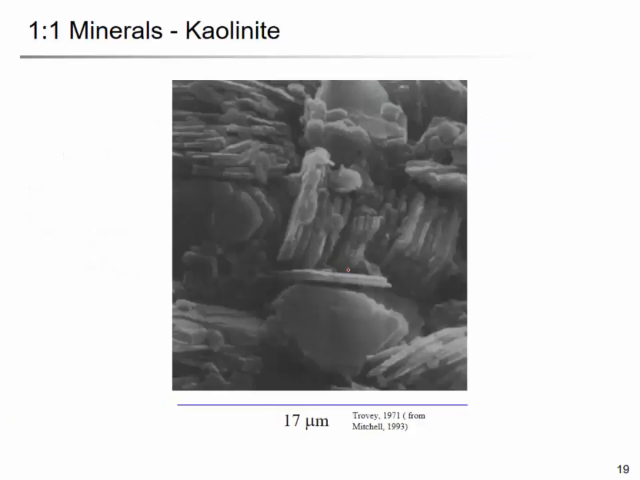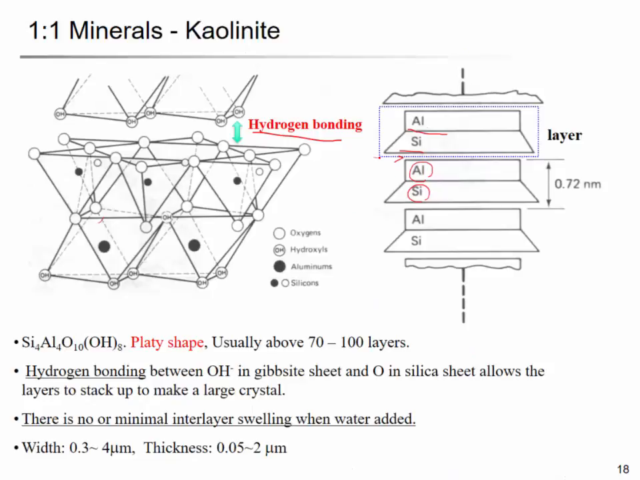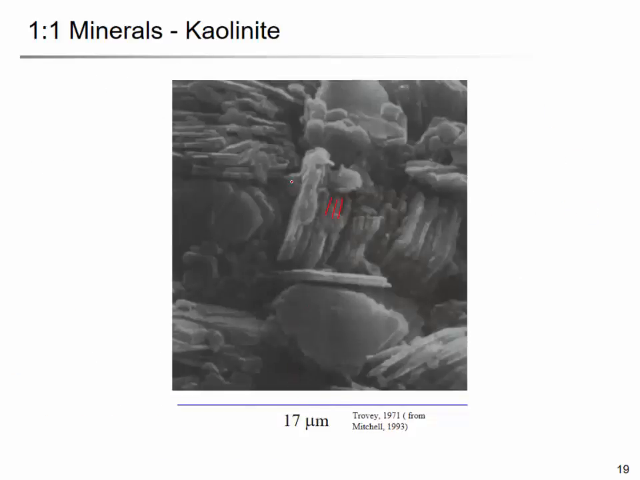When we look at the SEM picture, this is a picture of the kaolinite. People mistake the layer here for the interlayer, but it's not. Right? So when you look at this, the thickness of each layer is, how much is it? Less than 1 nanometer. Right? And here, this is 17 micrometer. So if we divide it by 20, then this is around 1 micron.